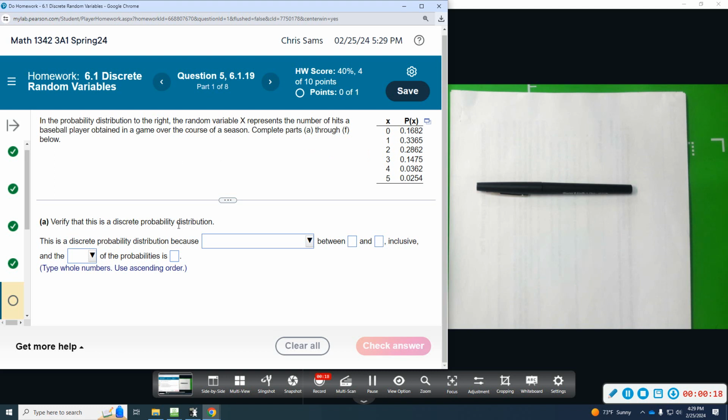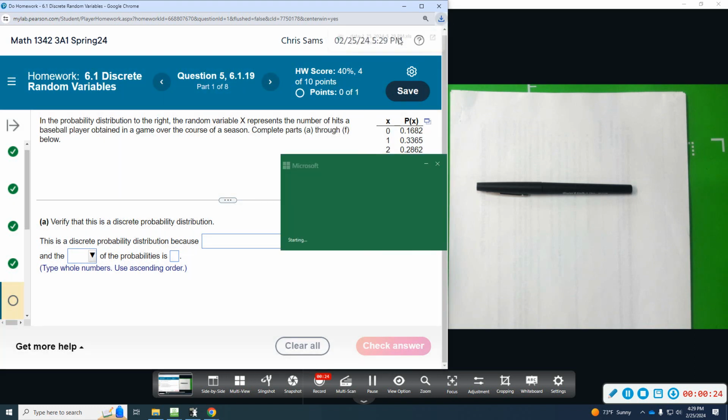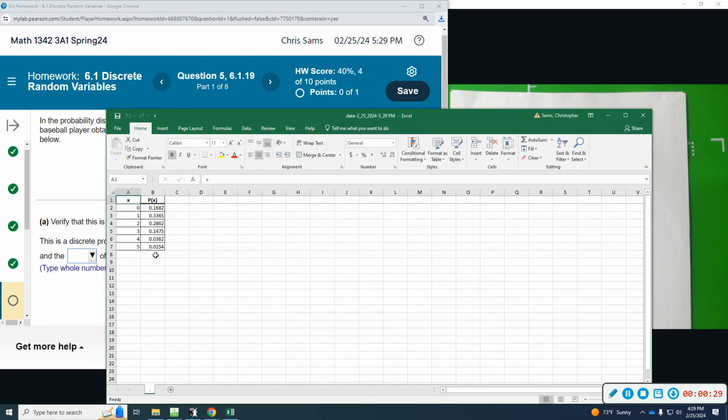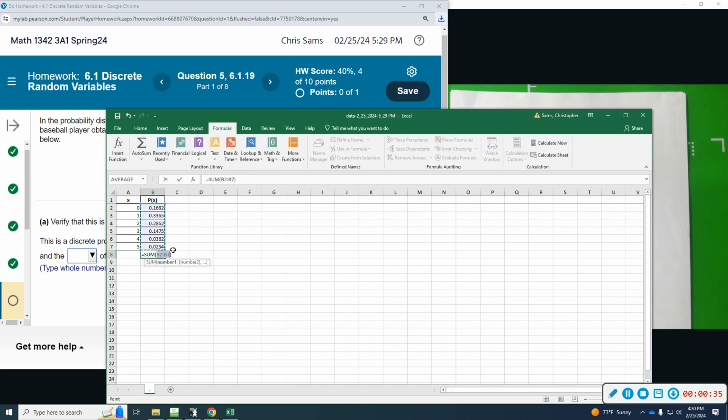So first we want to verify that this is a distribution. So I'm going to copy this. I'm going to do it in Excel. Again, just easier with familiarity. I'm going to add up the probabilities and just make sure that the sum is 1. So we get 1 exactly.